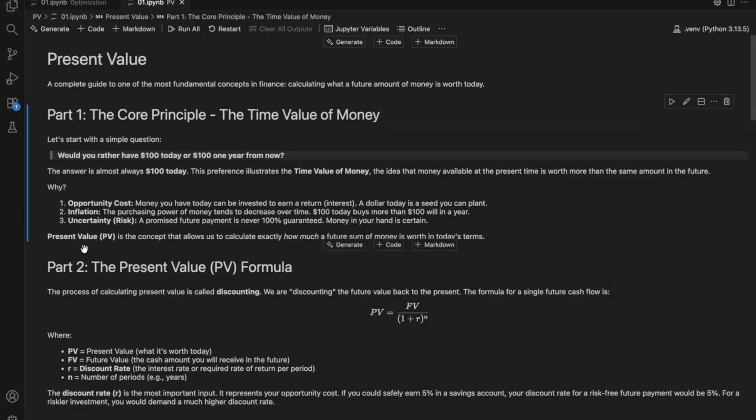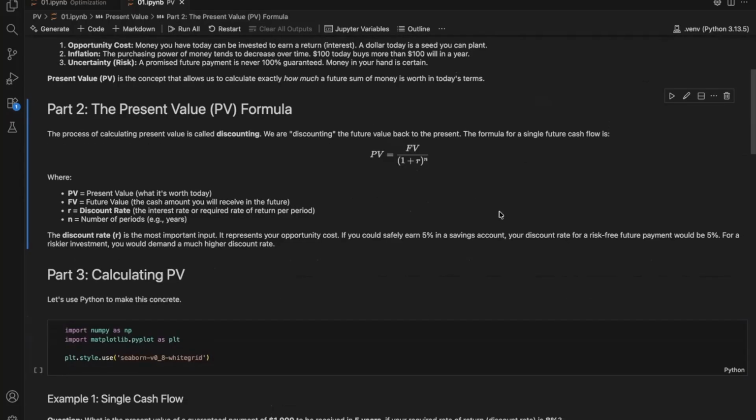Present value, or PV, is the tool that lets you calculate exactly how much a future sum of money is worth in today's terms. The process of finding the present value is called discounting. You're discounting a future value back to what it's worth today. The formula for a single future payment is beautifully simple. Present value is equal to future value divided by (1 plus r) to the power of n.